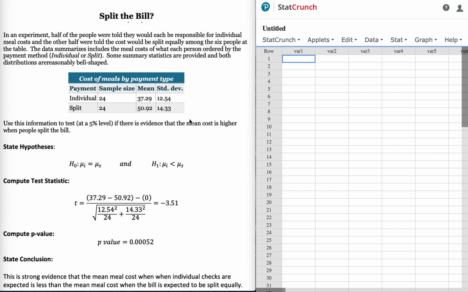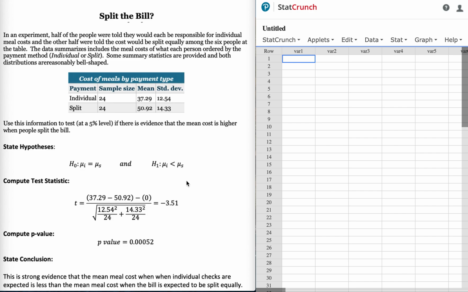And so we're trying to figure out whether or not we have evidence here to suggest that those people that believed that the meal would be split equally would tend to spend more than those that thought that they were going to be paying for their own meal. So here, mu sub I represents the mean amount ordered by the people that thought that they would be paying for their meal individually, and mu sub S is the mean amount at the table when they felt like they would be splitting the bill at the end. So we're trying to find evidence that the individual mean is less than the split mean.